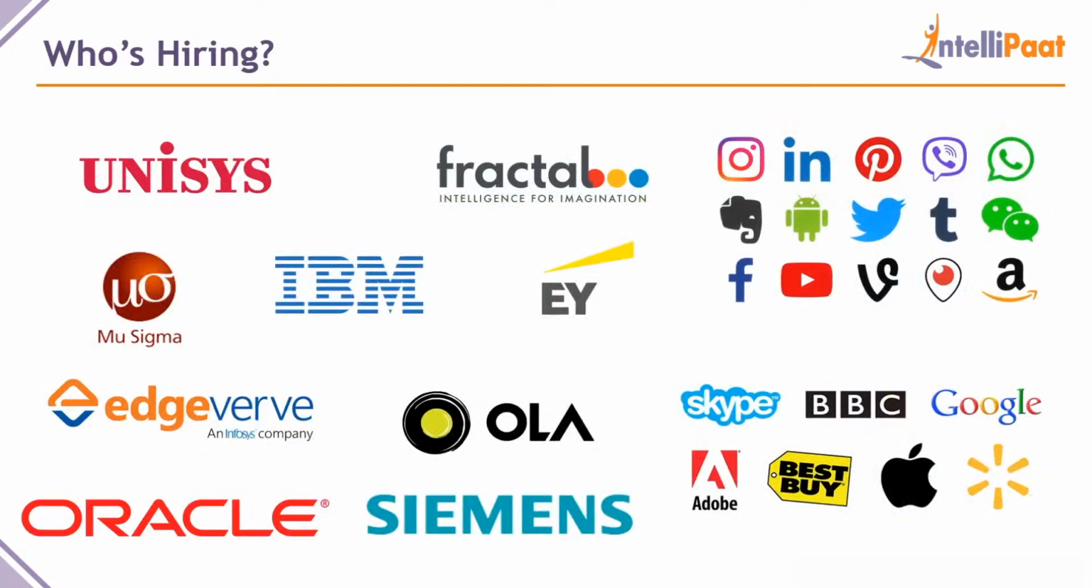Which companies are hiring? Almost all companies use it. The companies on the screen are big companies like IBM, Siemens, Oracle, Apple, Adobe, Google, BBC, Instagram, Facebook, Twitter. Everywhere they are using business analytics people, right? All the good companies are always hiring business analysts. If you go and check LinkedIn right now, Amazon would definitely have at least one opening for business analysts. So that is also very prevalent.